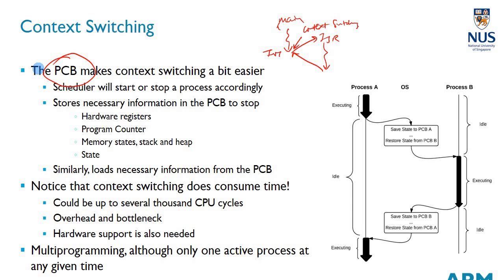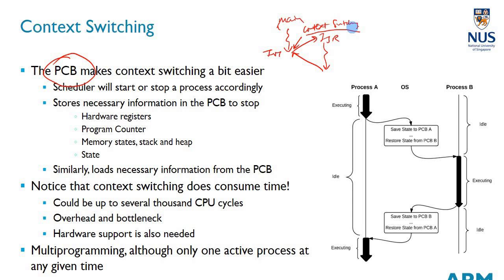Which makes your life, or the life of the OS, very easy, because when I need to make a switch, I just need to save. So it's the same idea of context switching, but now I save the entire process control block information. Make sure it is updated at that current point, and then I'm able to load the process control block of the new task that I'm going to run.